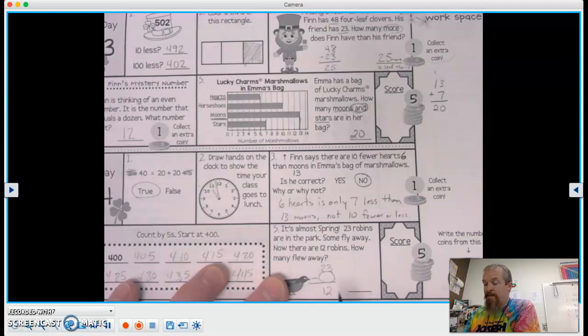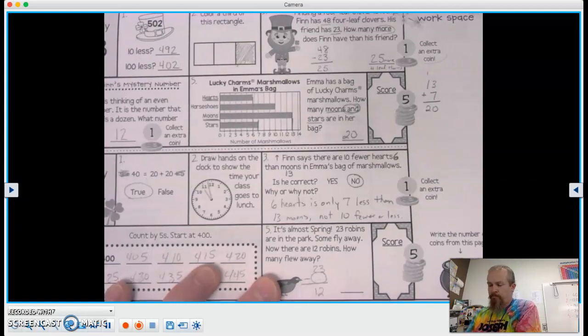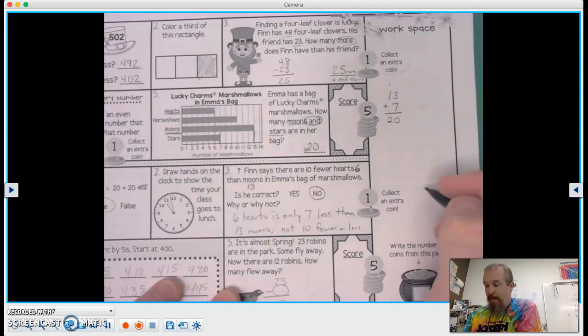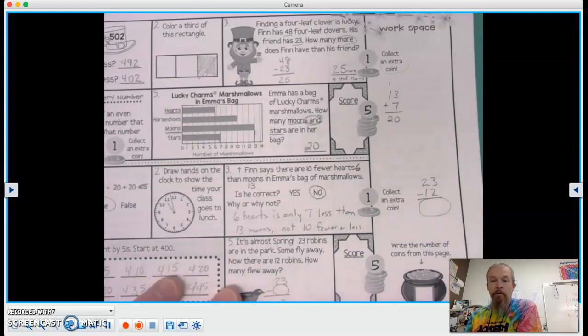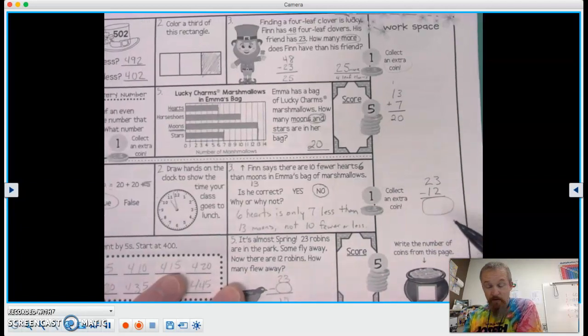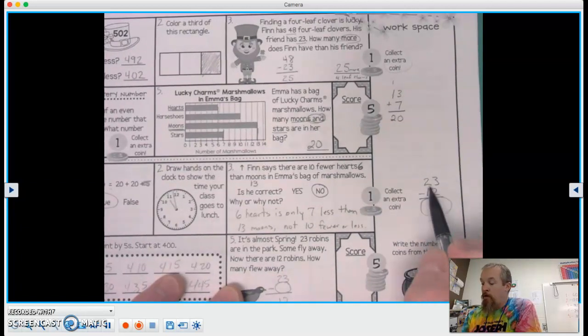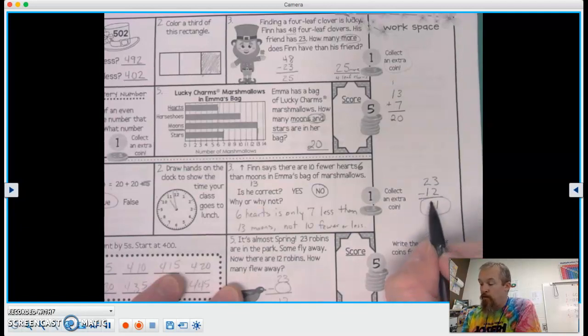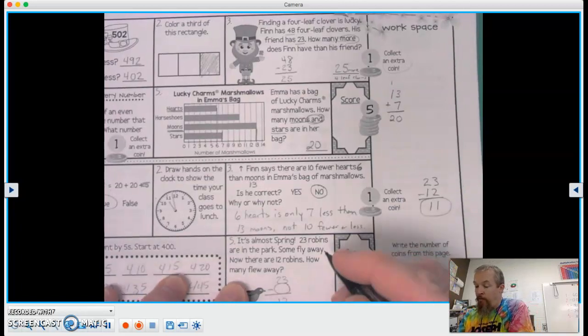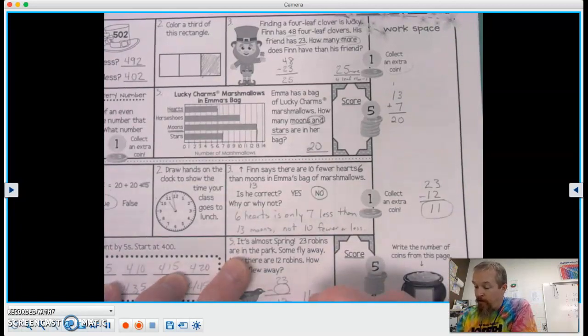So 23 minus a number equals 12. Well, that's the same as saying 23 minus 12 equals that number, right? Either way we do it, we're going to get the same answer. So 3 minus 2 is 1, and 2 minus 1 is also 1. So we have, how many robins flew away? 11.